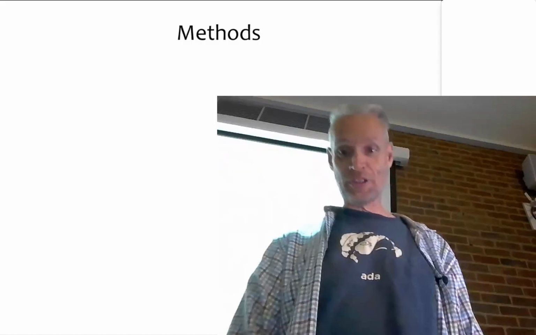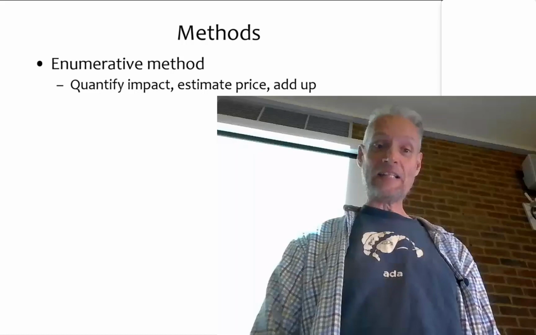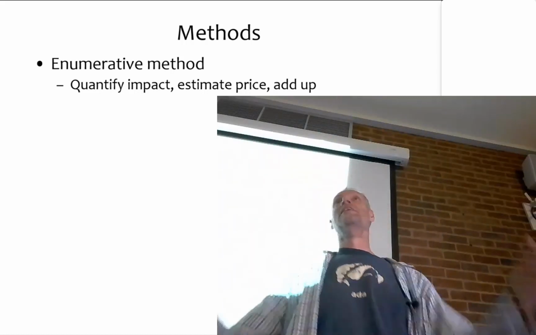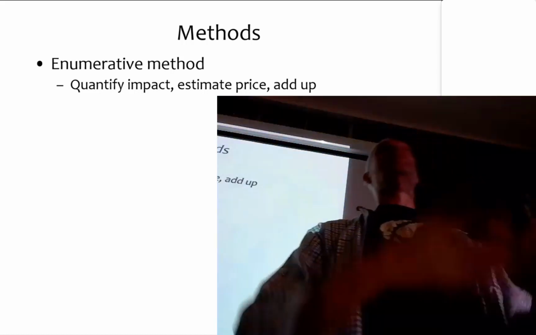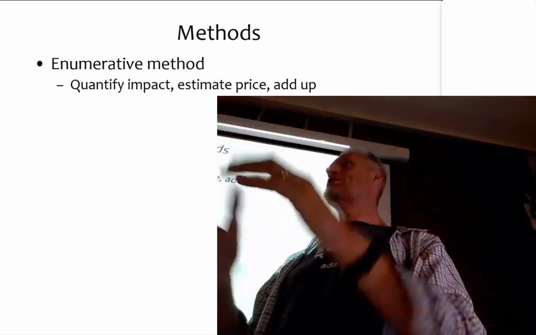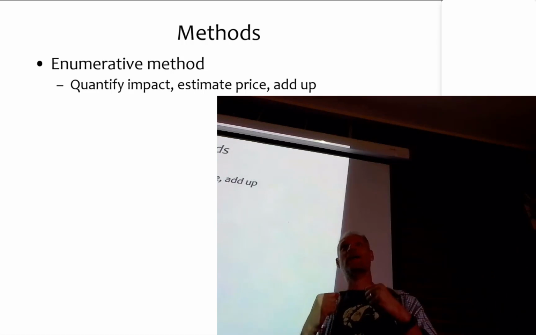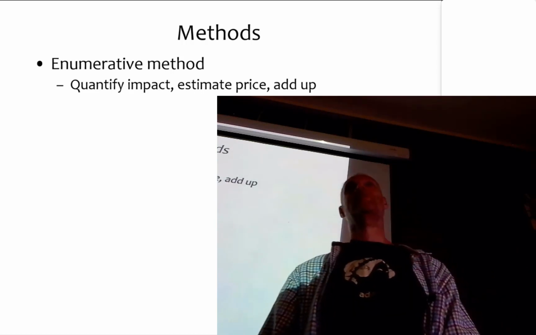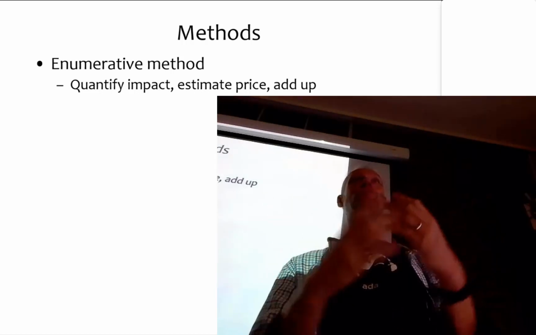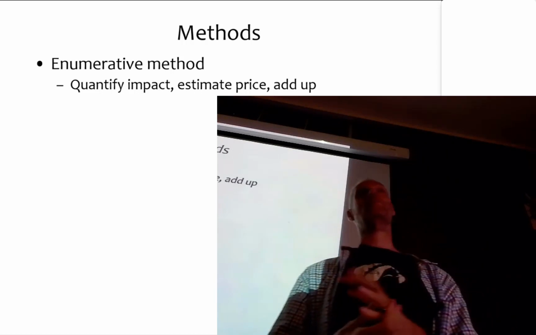So let's return to the methods that we have for estimating the economic impacts of climate change. I talked about the enumerative method. Estimate the things in their natural units, you estimate the price, you multiply the two, and you add them up. And that is all there is, right? This is the most popular method, but there are obvious shortcomings here.